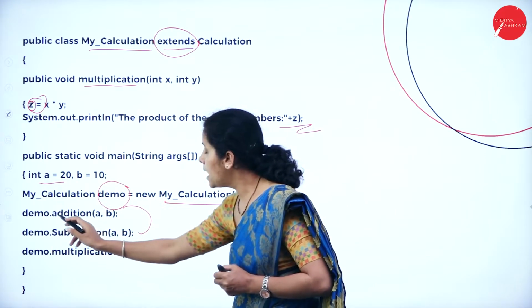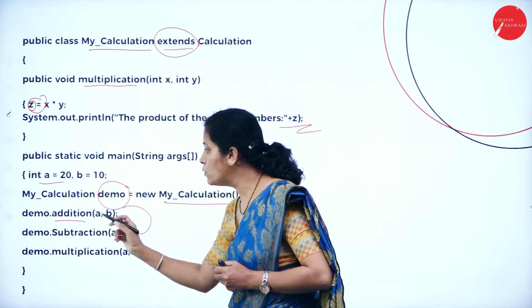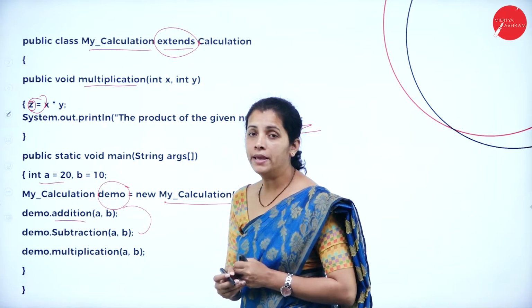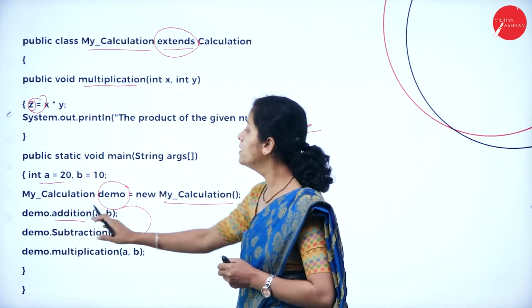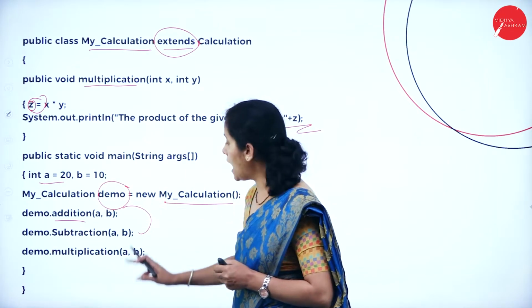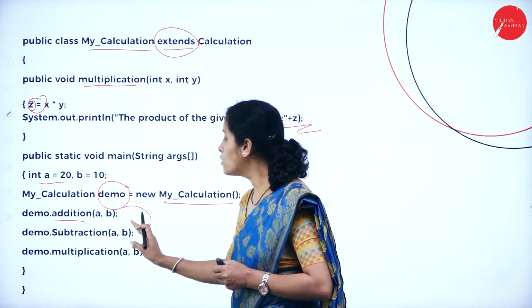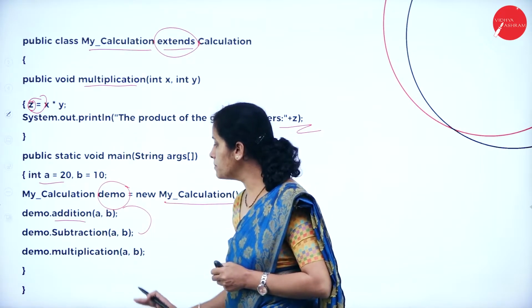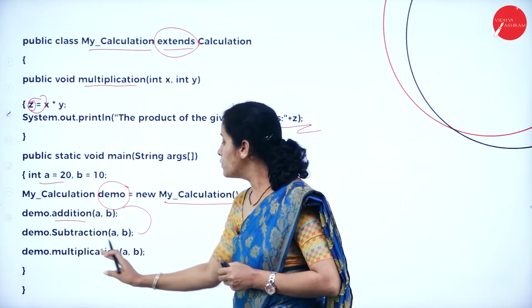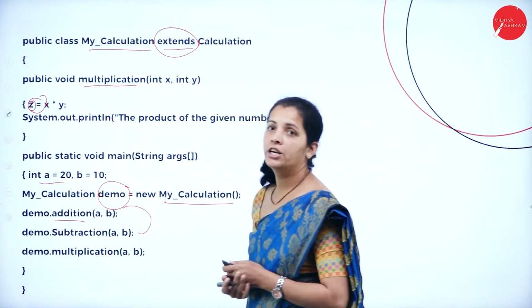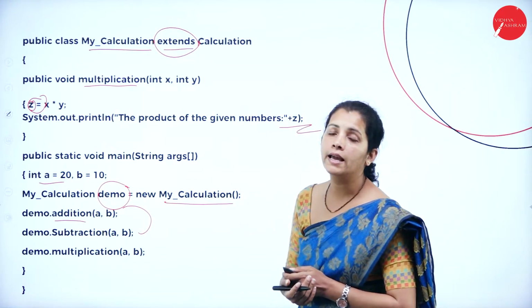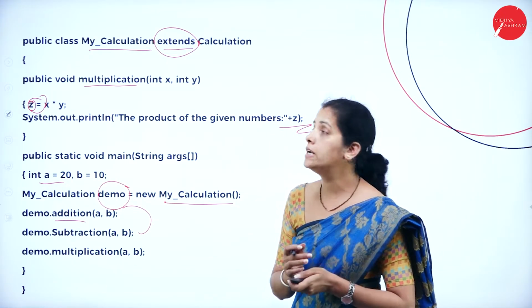Now see here, I'm going to call addition and I'm going to pass A comma B. That means I'm going to pass 20 and 10 to the addition method as well as 20 comma 10 to the subtraction method, and I'm going to pass 20 comma 10 to the multiplication method. This is the way I can use inheritance.